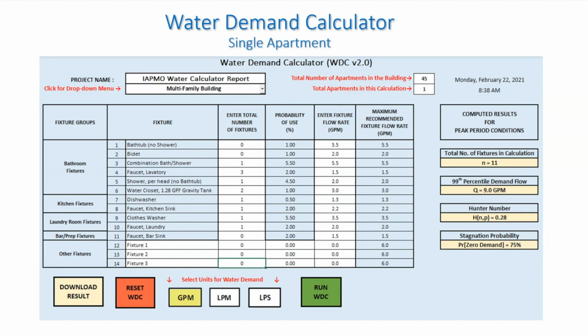So here is another example of the water demand calculator, and this is for sizing of 1 unit. You have a 45 unit apartment and you want to estimate the design flow rate for just 1 apartment. These are the number of fixtures that you would put in for the 1 apartment. Again, the output is on the right-hand side. Here you only have 11 fixtures. The peak demand flow rate is estimated at 9 gallons per minute.